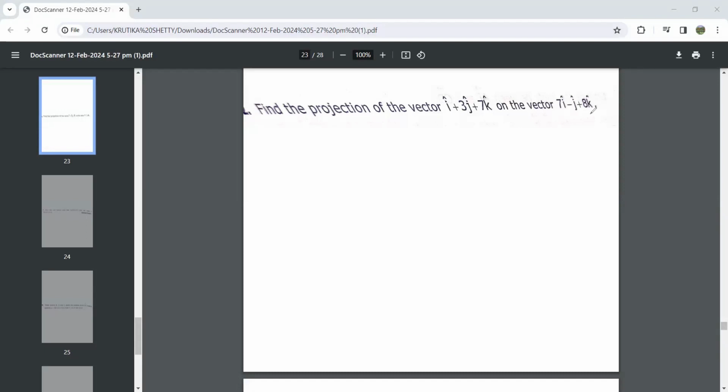Anybody? What is the formula for projection of a vector on another vector? Be quick. Any one of you can answer it. We'll continue with the discussion. This question comes from the dot product of two vectors. So there is a formula.